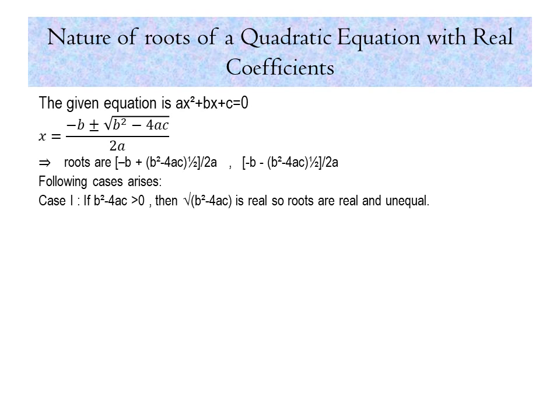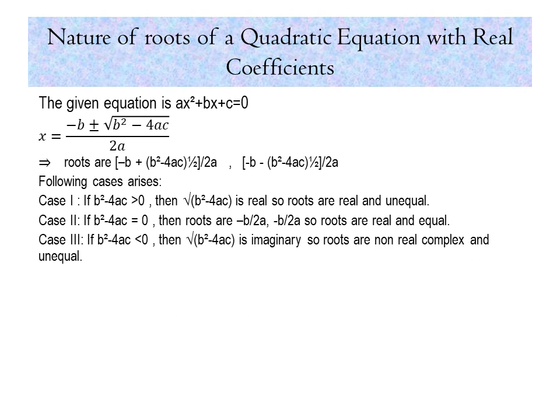The first case is if b square minus 4ac is greater than 0. Then the square root of b square minus 4ac, which is also called the discriminant of the quadratic equation, is also real. So roots are real and unequal. Case 2. If b square minus 4ac is equal to 0, then roots are minus b by 2a and minus b by 2a. So roots are real and equal. Case 3. If b square minus 4ac is less than 0, then the square root of b square minus 4ac is imaginary. So roots are non-real complex and unequal.